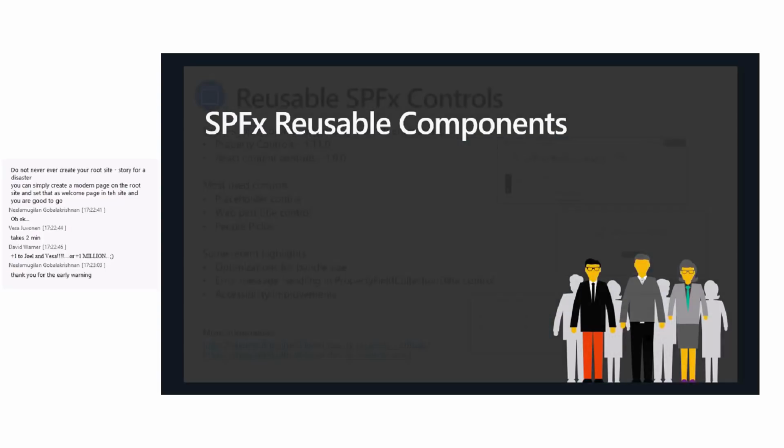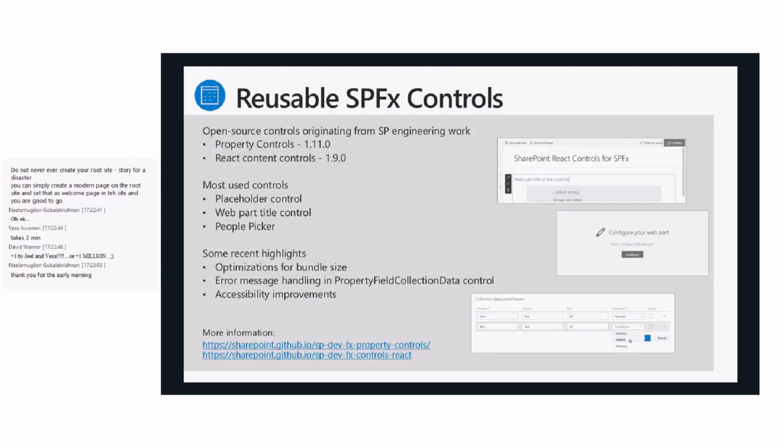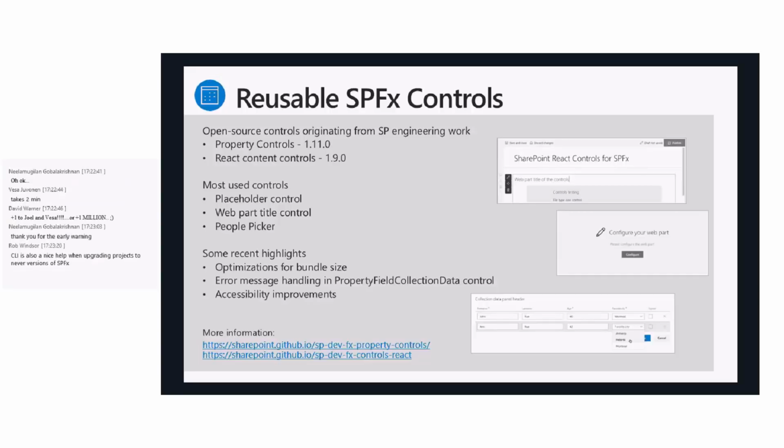Another great place to get involved are the reusable controls. So we have two flavors of reusable controls. The first is the property controls. These are controls that would be helpful when you're writing your property panes for your SPFx web parts. So for example, when you hit edit, you get the property pane over on the side. These controls really help you pick things like taxonomy terms and so forth. Color picker, I believe, is one of them. Bunch of neat stuff there.